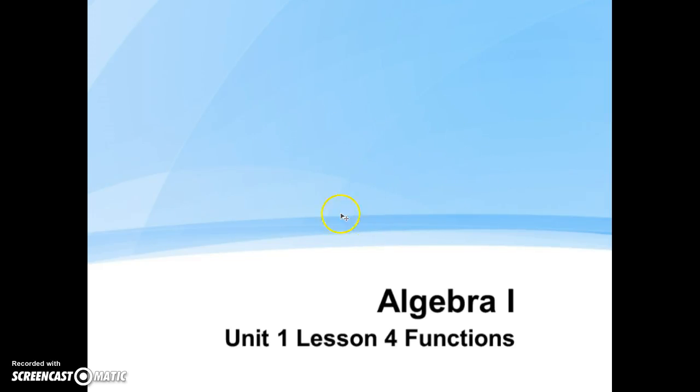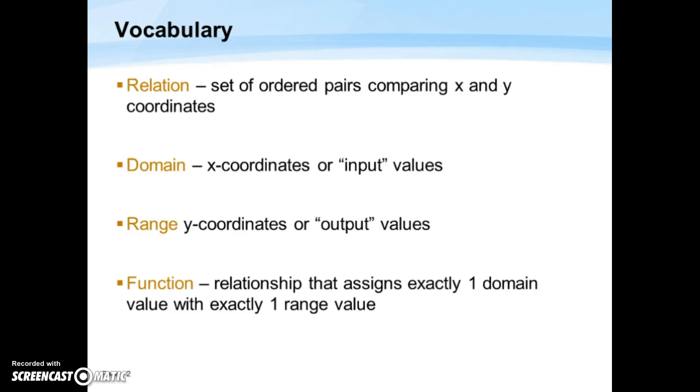Hello everybody, this lesson is from Unit 1, Lesson 4 on functions, and just a quick go over some vocabulary. From the previous lesson, a relation is just a set of ordered pairs comparing x and y coordinates, and for those x and y coordinates we learned that a domain is the x coordinate or the input values, and a range are included with the y coordinates or output values.